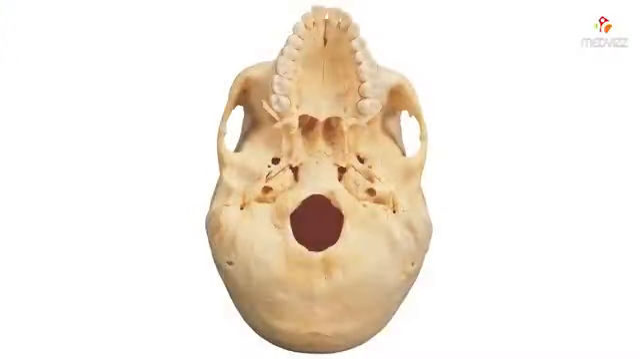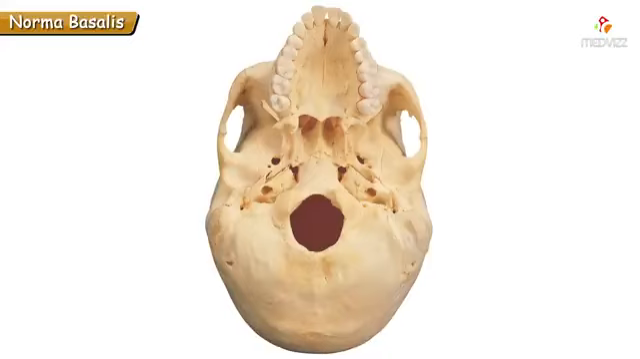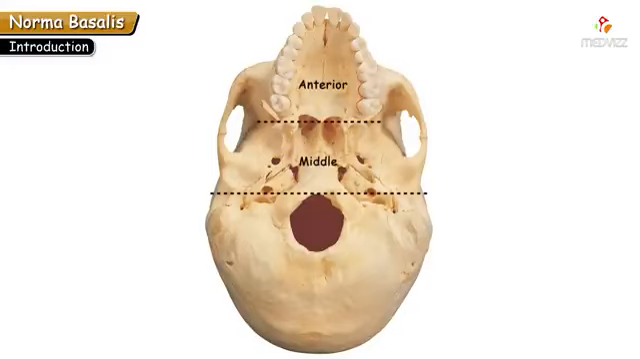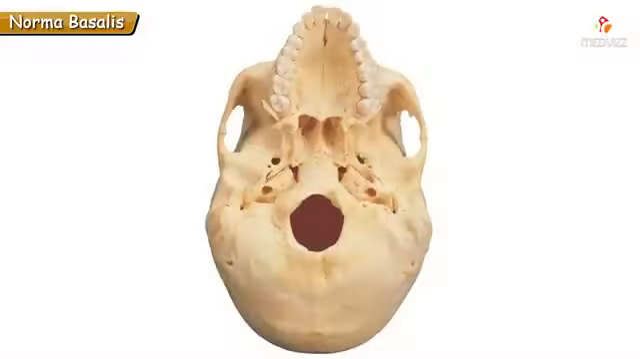Hey there, welcome back to osteology classes, and today we will learn about Norma basalis. Observation of the skull from inferior aspect without mandible is Norma basalis. To learn this Norma basalis in an easier way, we can divide it into three parts: anterior, middle and posterior. Let's go ahead with the anterior part first.